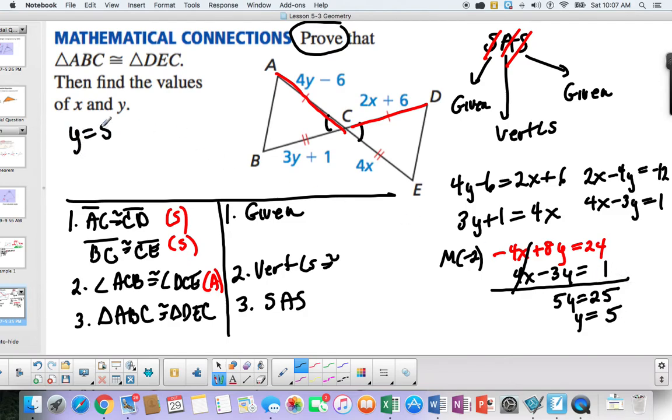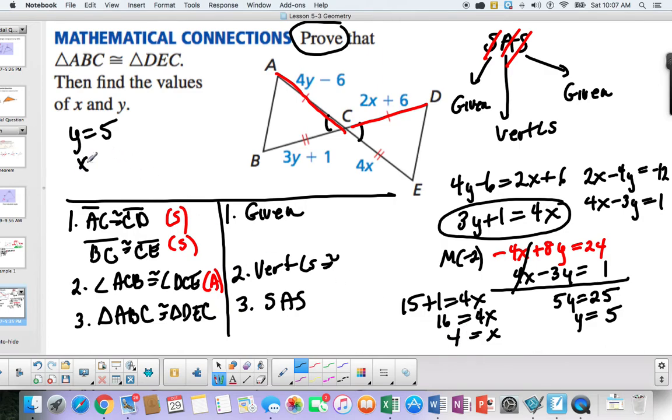Well, if y is equal to 5, that's one of my answers. Y is equal to 5. I've got to figure out my x. So I'm going to use this one right here. So I'm going to put a 5 in here, and that's going to be 15 plus 1 is equal to 4x. So 16 is equal to 4x. X is equal to 4. So now we have x is equal to 4. And a great review of some Algebra 1.